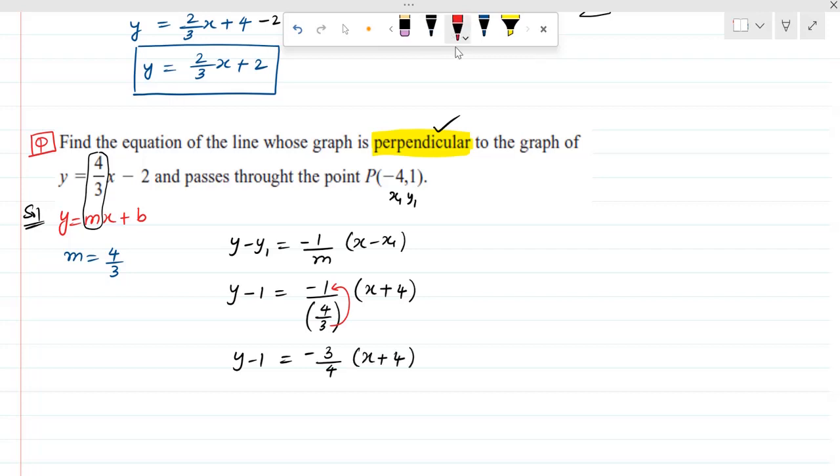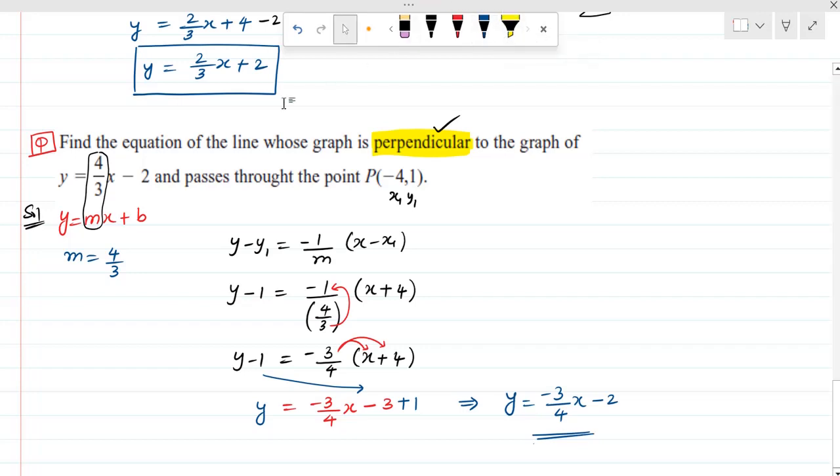Now after that I have to multiply inside. What is the inside multiplication? When you multiply this part, minus 3 over 4 x, plus into minus, minus 4 gets cancelled, you will get 3 alone. Now I will move this to that side, it becomes plus 1. So this is the y value. So y is equal to minus 3 over 4 x minus 2. So this is the equation of a line perpendicular to the given line.